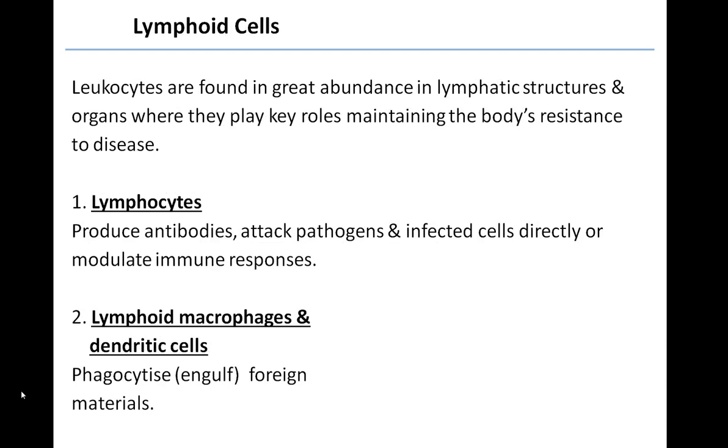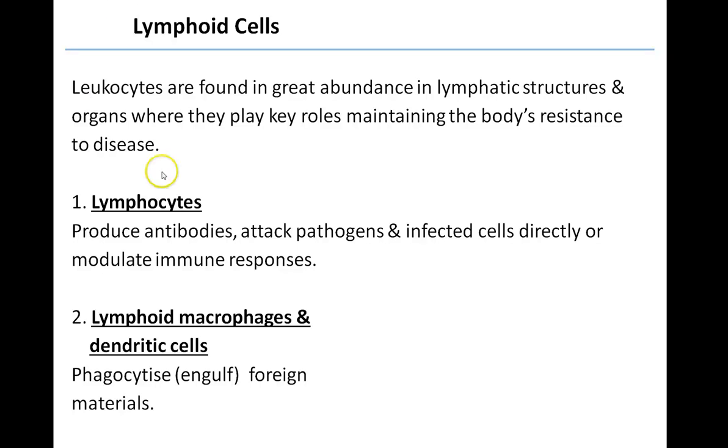Within many of the lymphatic structures, such as the lymph nodes and the lymphoid organs, you will find specialized types of cells we call lymphoid cells. They are primarily variations of leukocytes, which are white blood cells. So white blood cells or leukocytes are found in the cardiovascular system, but they are also found in great abundance in the lymphatic structures. And there they play key roles in maintaining your resistance to disease.